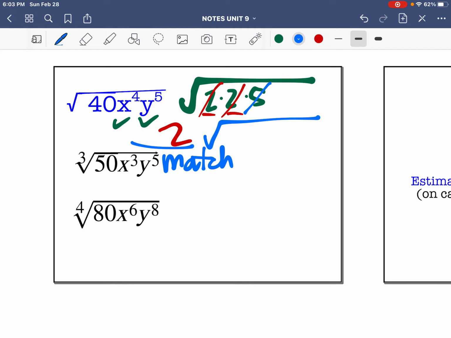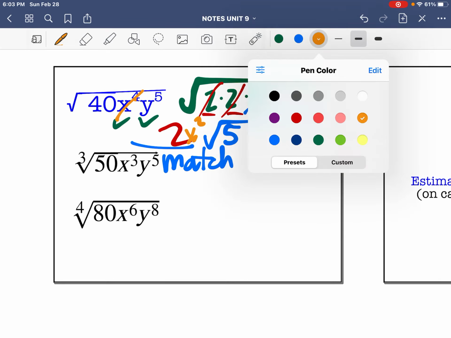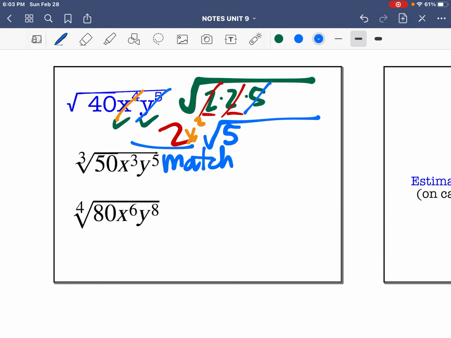Now let's look and see what happens with our x's. If I have 4 x's, I know that each side is going to get 2 because I'm just splitting them up 2 ways. And if I have 5 y's, each side is going to get 2, and there's going to be 1 left over. So the final answer for this one is going to be 2x squared y squared with the remainder of, or radical, 5y. This is your match.